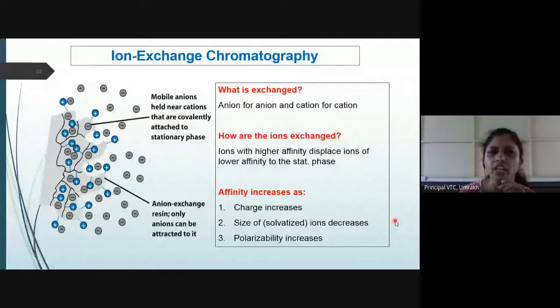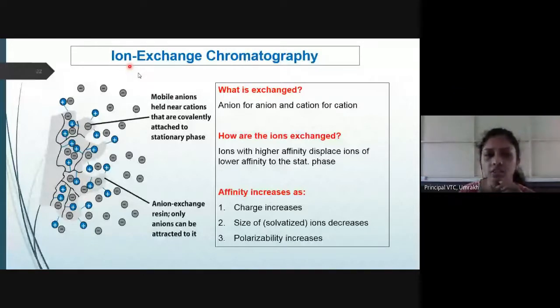Ion exchange chromatography is the next one. Its name itself suggests ion exchange. There will be exchange of anions with anions and exchange of cations with cations. Ion exchange chromatography is used for very common separations like water purification and deionization. Most of us have RO filters, where this separation or exchange of ions takes place. Now, how are these ions exchanged?